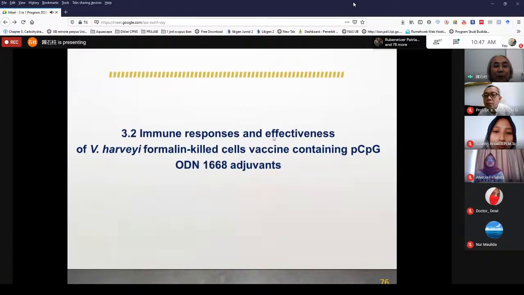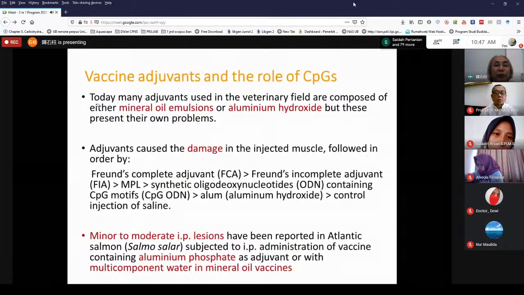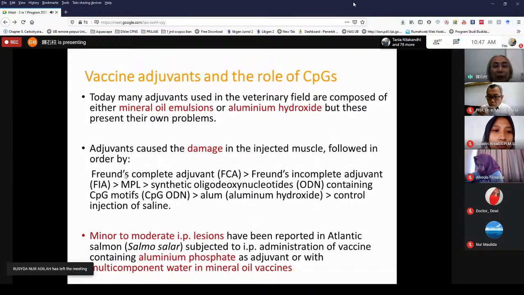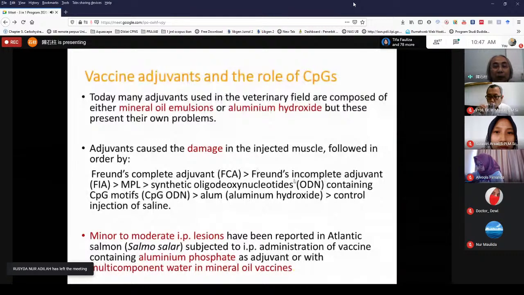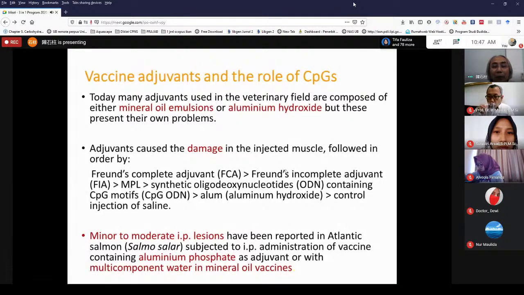The immune response and effectiveness of the Vibrio harveyi formalin-killed cell vaccine containing the CpG adjuvant. Okay, so we can see here, usually for vaccines there are different adjuvants. Adjuvants sometimes cause damage in the injected muscle. Following the order, we have FCA, full complete adjuvant, FIA, incomplete adjuvant, MPL, ODN, CpG or containing the CpG, aluminum hydroxide, and control with PBS or saline.